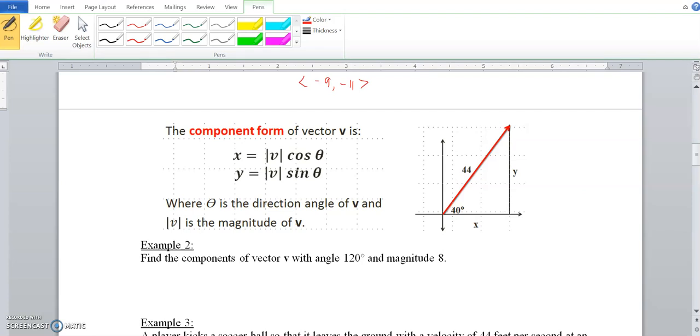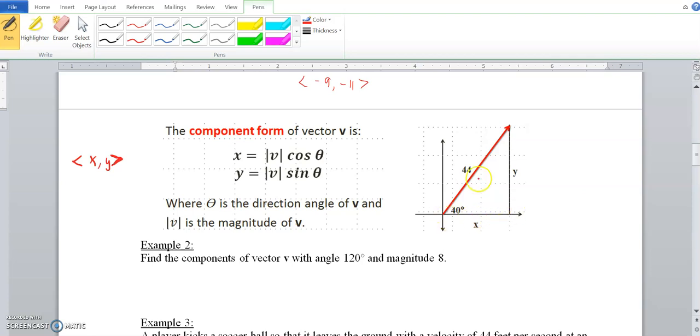So continuing on the lesson, the next topic is the component form of a vector. Over here on the side, we talked about component form being written in triangle brackets with the x comma y coordinate. That is a component form vector, because it starts at 0, 0 and goes to point x, y, the components of the vector.